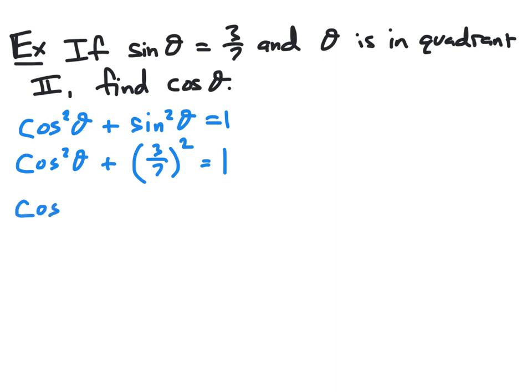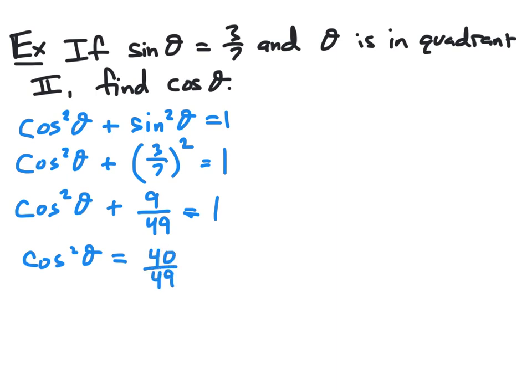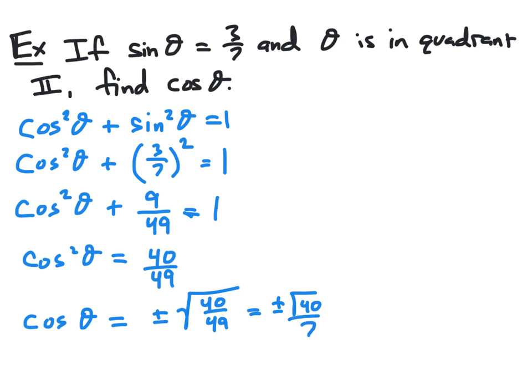We do some arithmetic here, and we can solve for cosine of theta. So cosine squared of theta plus 9/49 will equal 1. We can subtract 9/49 from both sides to obtain cosine squared theta equals 40/49. And finally, we can take the square root of both sides and see that cosine of theta is plus or minus the square root of 40/49. If we wanted to, we can simplify this a little bit. This will be plus or minus the square root of 40 all over 7, since the square root of 49 is 7.